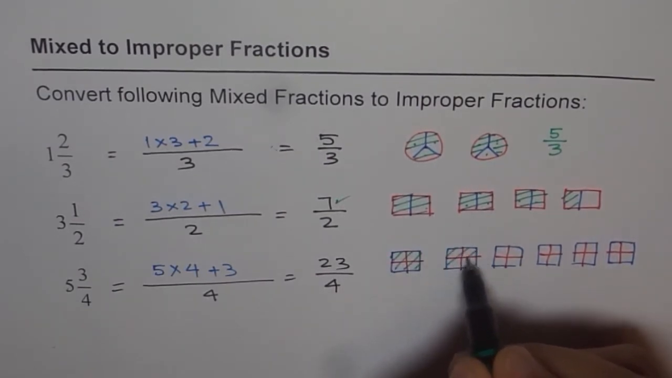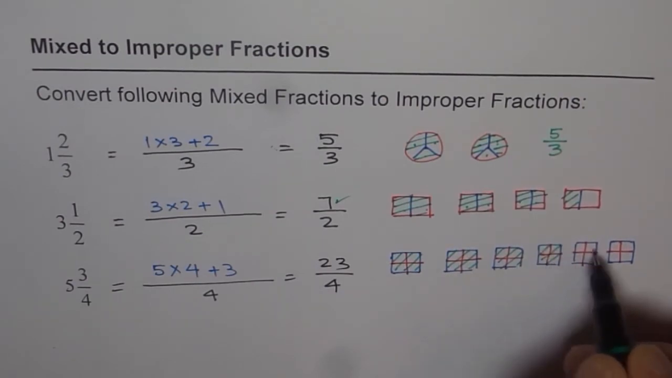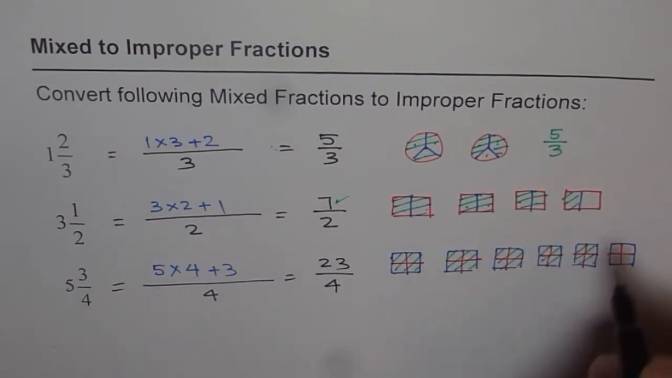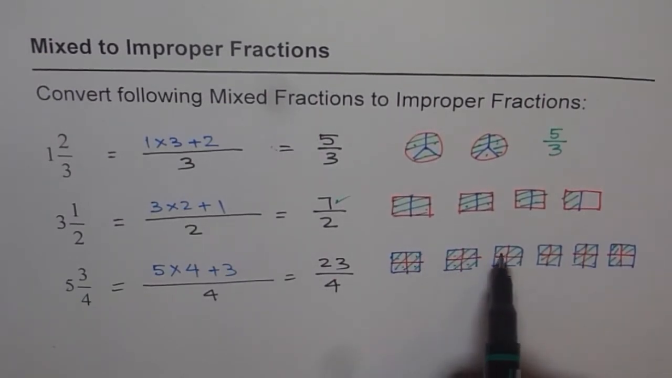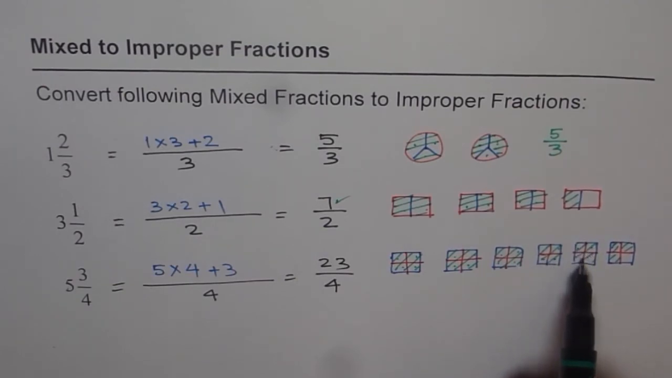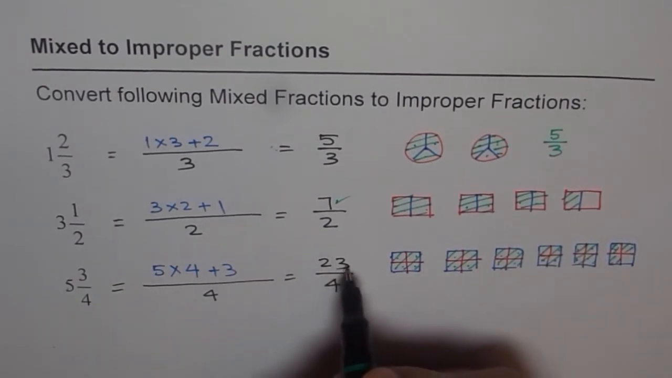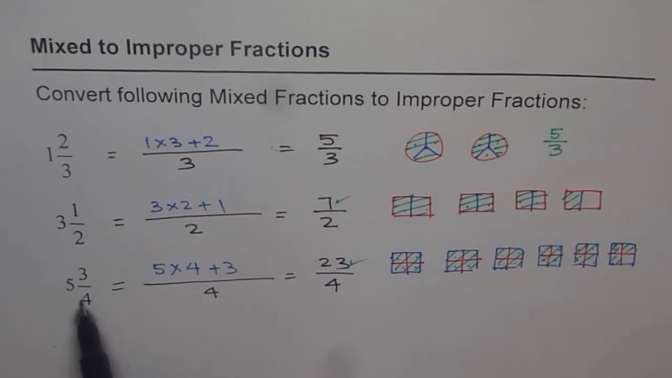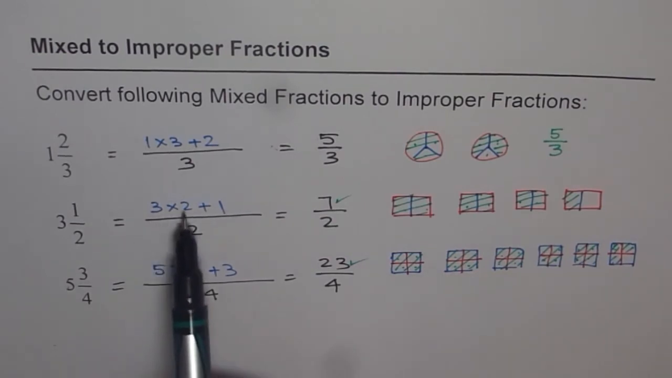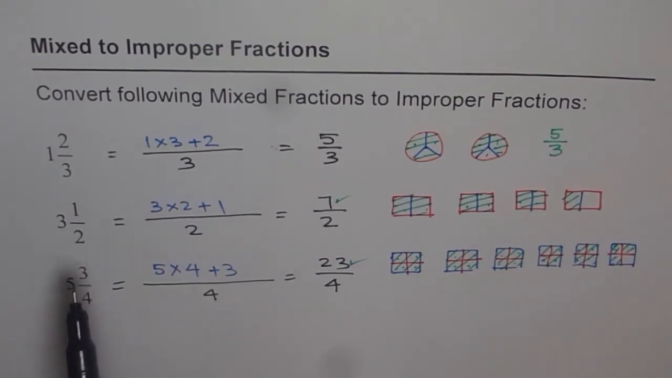1, 2, 3, 4, 5. And 3/4. That means 1, 2, and 3. So how many did I shade in all? 1, 2, 3, 4, 5, 6, 7, 8, 9, 10, 11, 12, 13, 14, 15, 16, 17, 18, 19, 20, and then 1, 2, 3, 23. So 23 fourths. Do you see that? You can do it like that also. Well, I'll recommend this method if these numbers are smaller. If I write bigger numbers, this is going to take a lot of time. In that case, you need to multiply and add. So let me remind you how to do it.